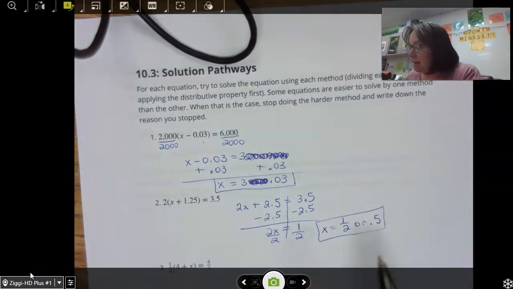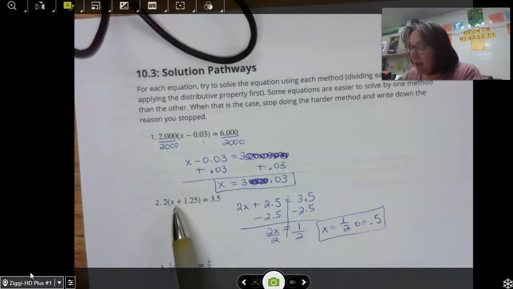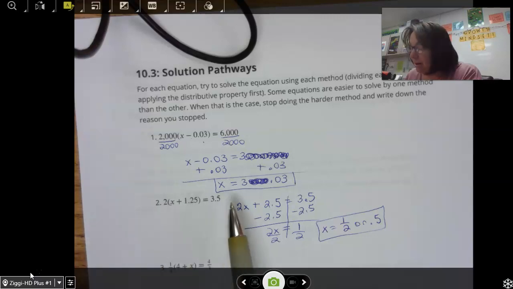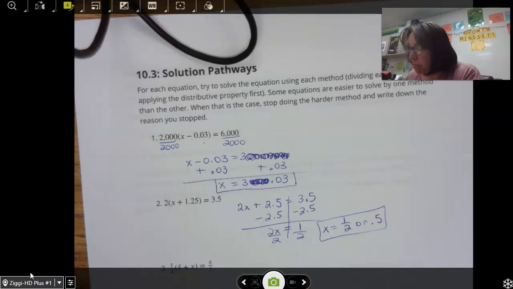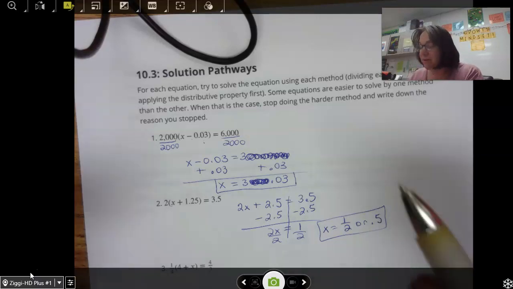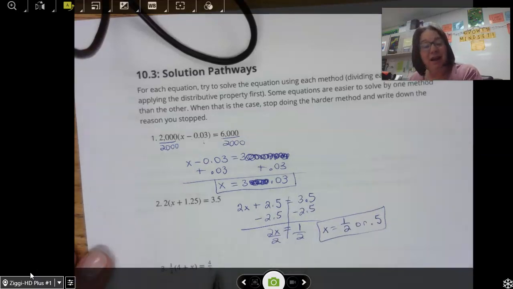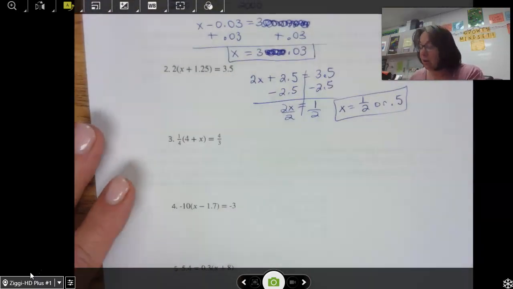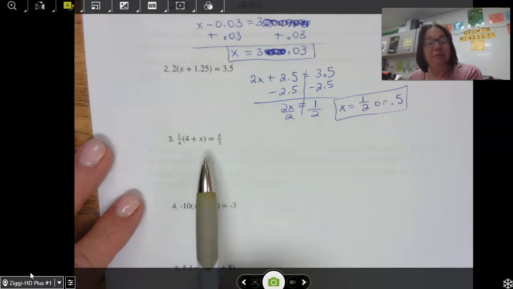Okay, so if I take 0.5 and add it to 1.25, you get 1.75, and take that times 2, and yes, you do get 3.5. Okay, so 2 different ways of solving. You kind of have to look and decide which one's going to work best for the problem you have. Look at number 3, choose a method, and work it out, and then we'll come back and check.